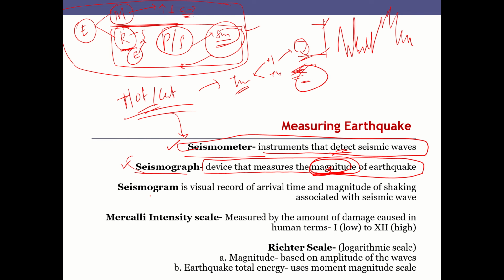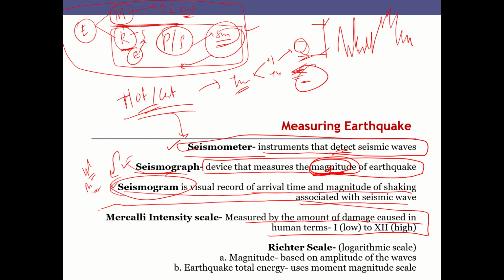This is mapping of magnitude. A seismogram is a visual record of arrival time and magnitude of shaking associated with the seismic wave. This includes the seismograph information and also a little more information on when and where it happened, the extent, and the intensity; all that is recorded as well. And there is something called the Mercalli intensity scale, measured by the amount of damage caused. We will see this a little later, in the case studies, how this can be related.